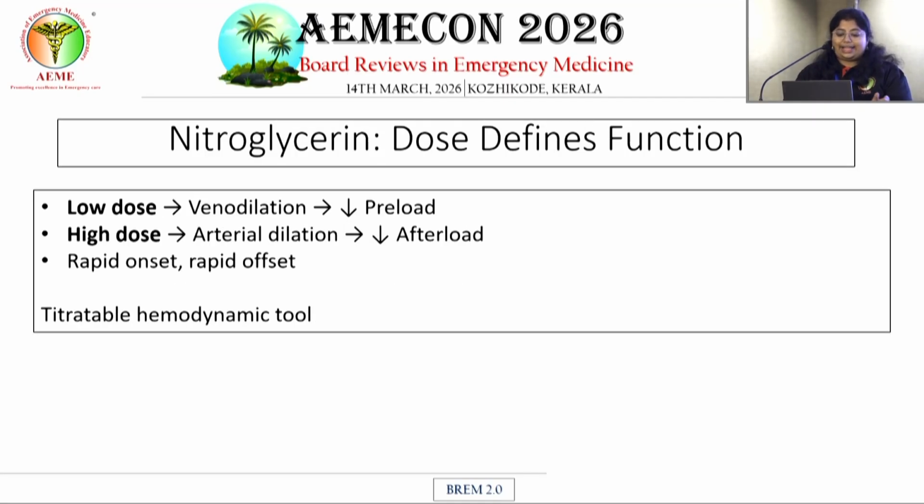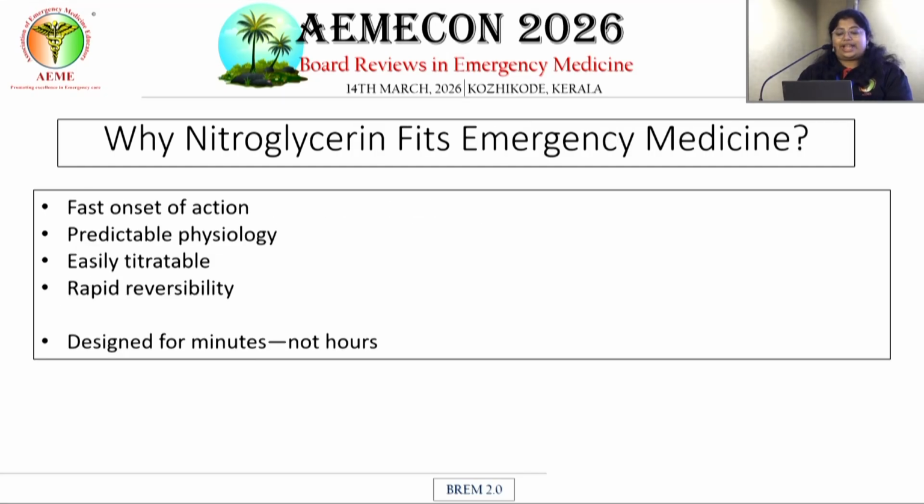So, like I said, dose defines the function of nitroglycerin. At low dose, it decreases only preload due to venodilation, and at high dose, it decreases afterload due to its additional arterial dilation properties. It has a rapid onset and rapid offset, which makes it a titratable hemodynamic tool. So nitroglycerin is an apt drug for the emergency department because of its fast onset of action, predictable physiology, easy titratability, and rapid reversibility.